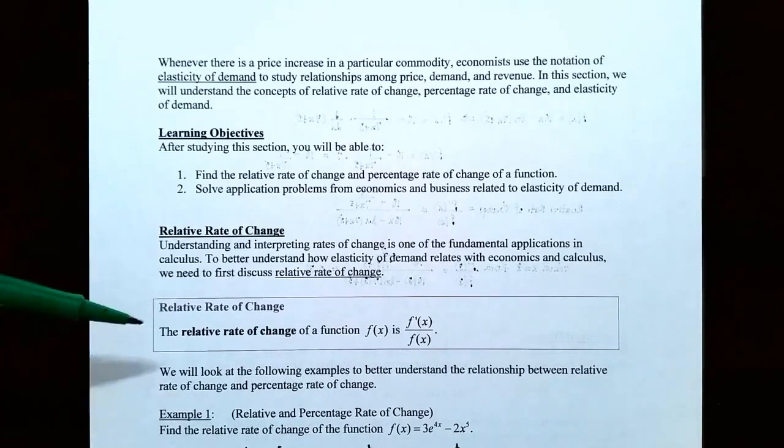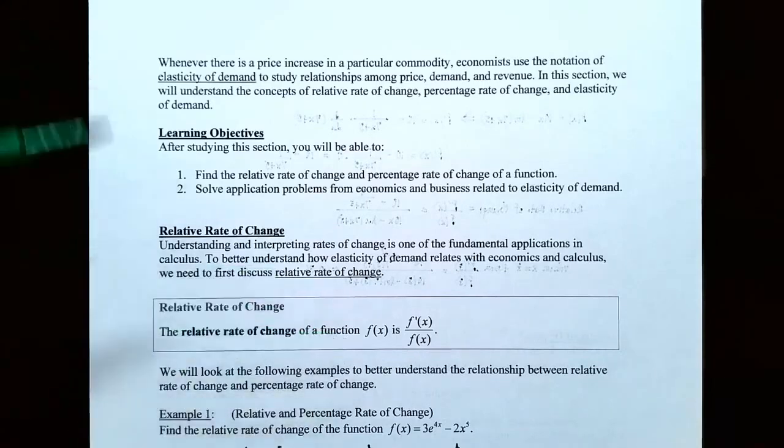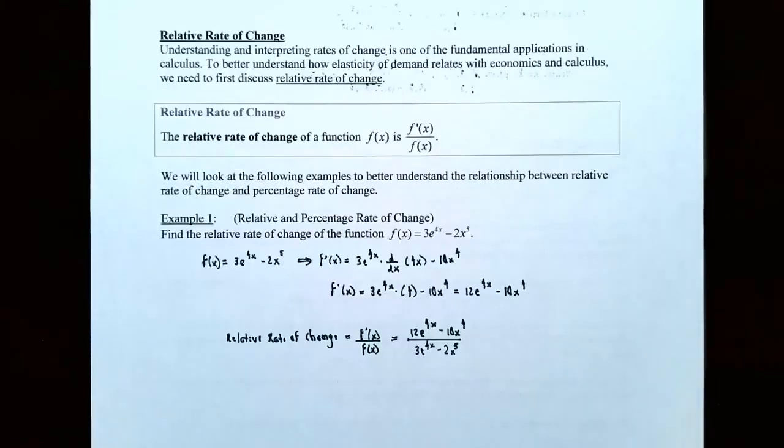The relative rate of change of a function f of x is defined as f prime of x, or the derivative of f of x, divided by f of x. So we're going to look at a couple examples to better understand the relationship between relative rate of change and percentage rate of change. So example 1. Relative and percentage rate of change.